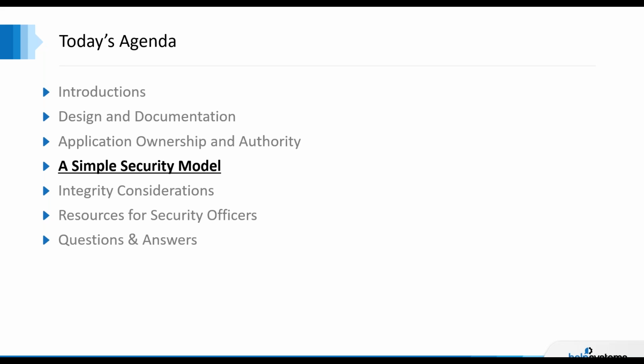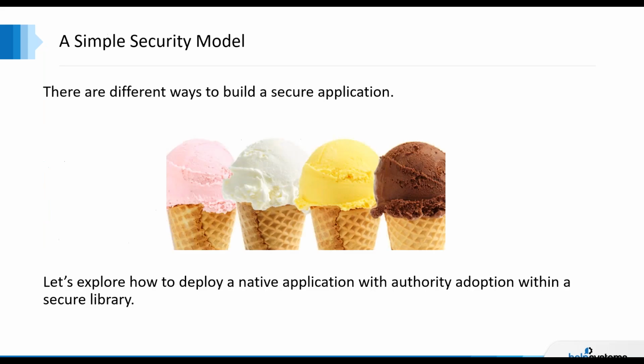These concepts now are all going to be brought together in a simple security model. I'm not suggesting this is the only way to build an application. I love different flavors of ice cream, just like I love different flavors of applications. But what I'm going to do is build very quickly a simple native application using adopted authority within a library that prevents direct user access.